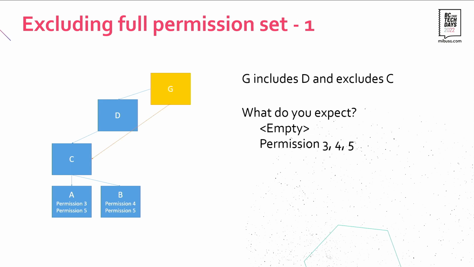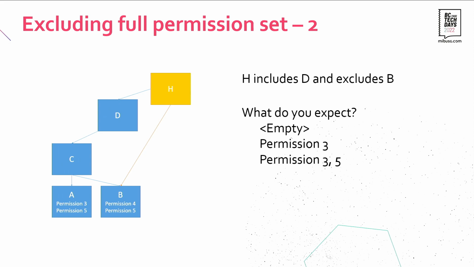Now we come to the permission sets. We're not excluding the permission sets yet. Now we have G that includes D and excludes C. So G has D and then it excludes C. What's left at this point? Is it empty, because C is actually empty, it just has other permission sets inside? Or do you have permissions 3, 4, and 5? Well, the answer is it's empty. Since G excluded C, it excluded the list of permissions that are inside C, meaning that it excludes 3, 4, and 5, meaning there's nothing left.